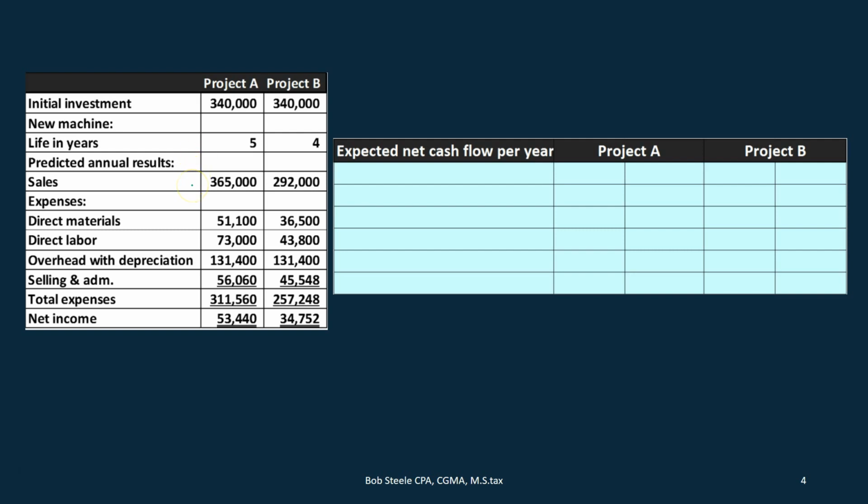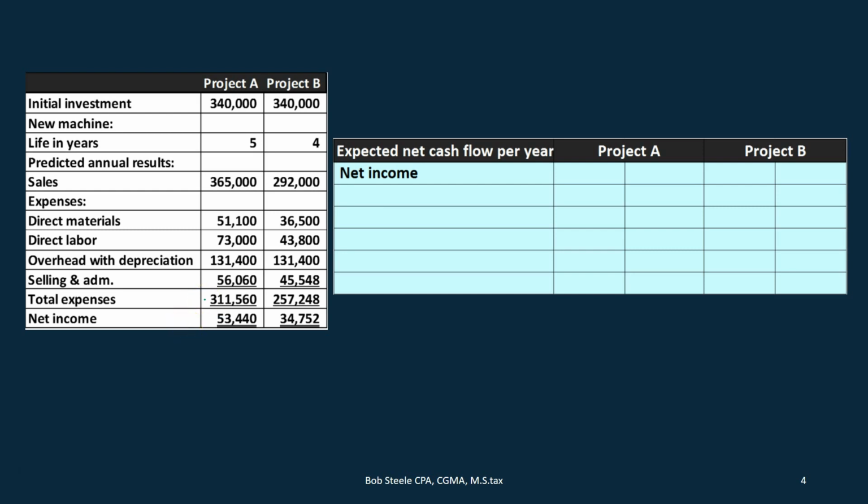And then we have the income and expenses related to the two projects, being the sales of 365,000 for A and 292,000 for B. Expenses being direct materials, direct labor. We have the overhead with depreciation included. We have the selling and admin expenses for a total expenses of the 311,560. So if we subtract those two out, we have the net income for project A of 53,440, and for project B we have the 34,752. So that's our data.